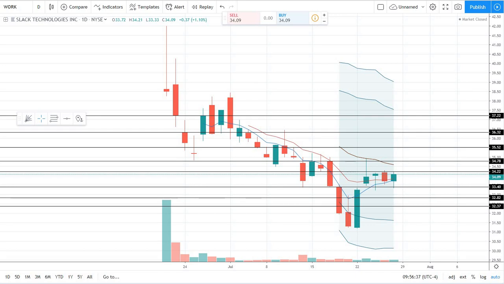Buy target: break and back test of 34.22. Again, sometimes these will just gap up over the resistance and run, so you have to be prepared for that too. If you want to try and catch those, you're going to want to use a smaller position size because most of the time it will come back and back test, but not 100% of the time. Okay, so break and back test of 34.22.